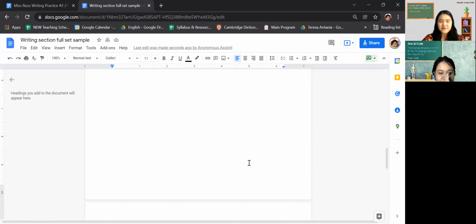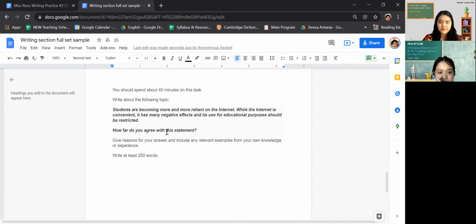All right, so next one. For this one, my tip for the second task is just remember to answer the question: how far do you agree with the statement? If they ask you how far do you agree, you argue whether you agree or not. This is very similar to "to what extent do you agree." Extent means to a certain degree, right? Yes. How far do you agree has the same meaning.